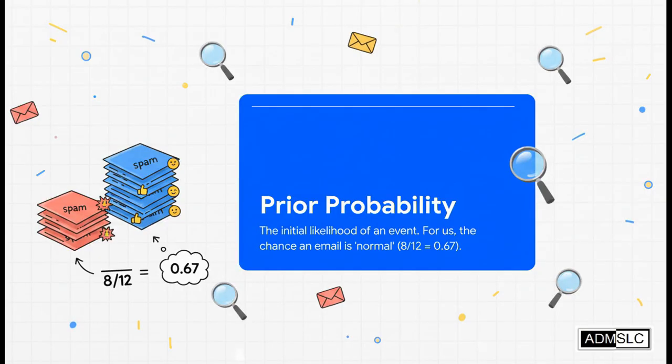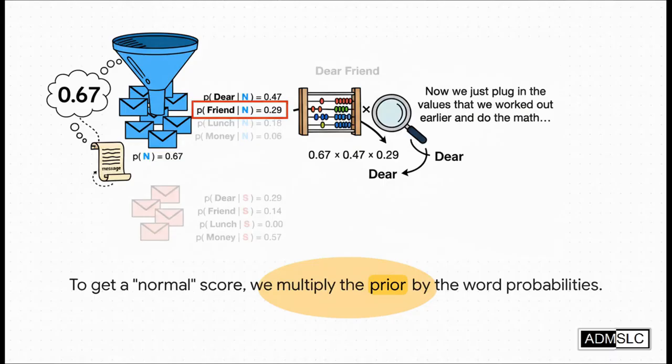So think of it like this. The prior probability is what we believe before we've even seen the evidence. In our training data, we had 8 normal messages out of a total of 12, so our prior belief is that any random email has an 8 in 12 chance, or about a 0.67 probability, of being normal. It's our initial bias based purely on what we've seen in the past. Okay, now we can combine that baseline guess with the evidence from the message itself.